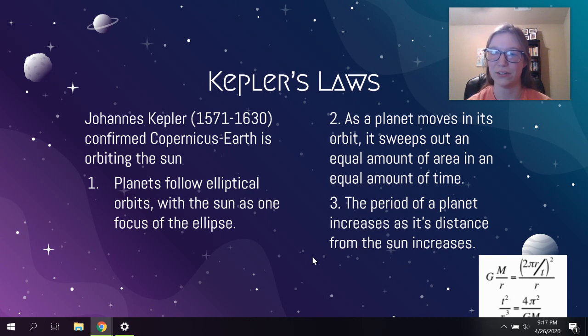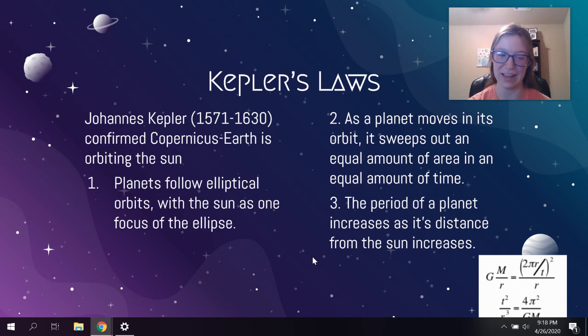The second law: as a planet moves in its orbit, it sweeps out an equal amount of area in an equal amount of time. What does that really mean? It means that planets, as they orbit the sun, sort of speed up and slow down at select times during their orbit. That's all. And then finally, the third law: the period of a planet increases as its distance from the sun increases. So these 2 things increase together.